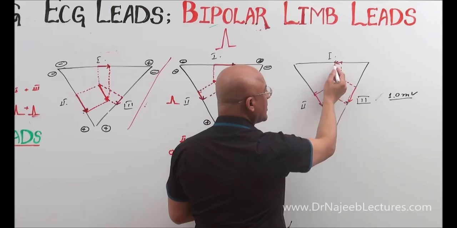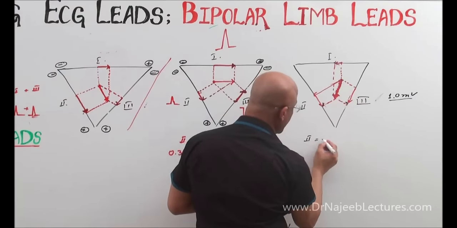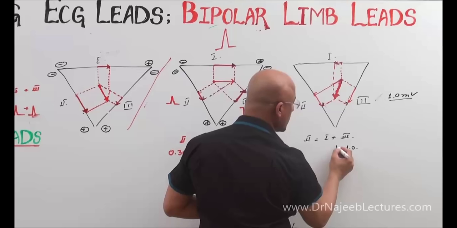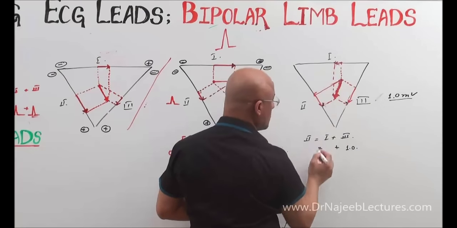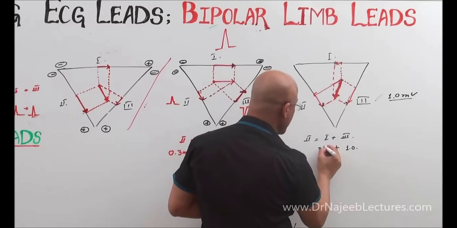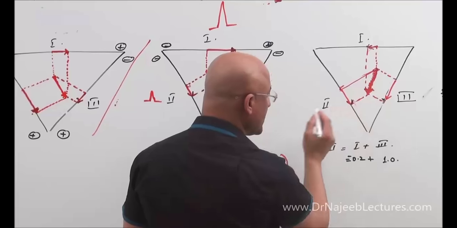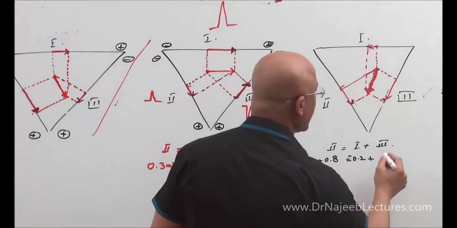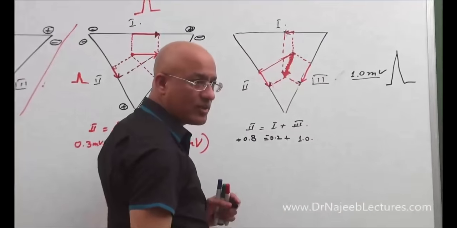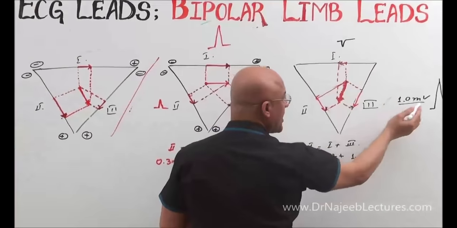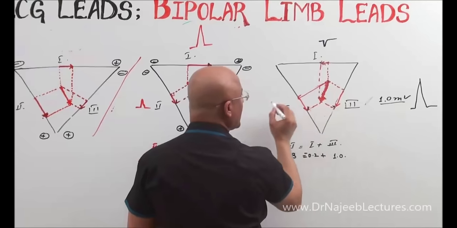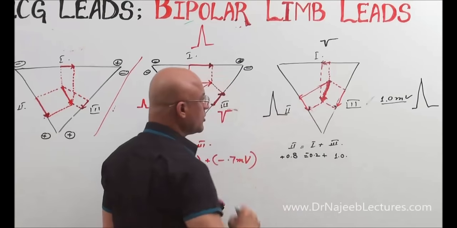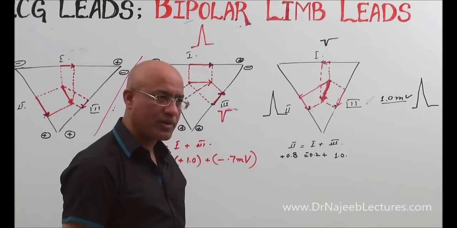It is having some negative deflection. The rule should be 2 is equal to 1 plus 3. Let's suppose 3 is 10 small squares and 1 is minus 2 small squares, minus 0.2 millivolt, plus 8 millivolt. Or if you draw the pattern, you can see very clearly that the highest deflection should be here. It is a little negative. When you add 1 and 3, the net effect will be positive in lead 2, but it will be less than lead number 3. So is it holding true or not yet?